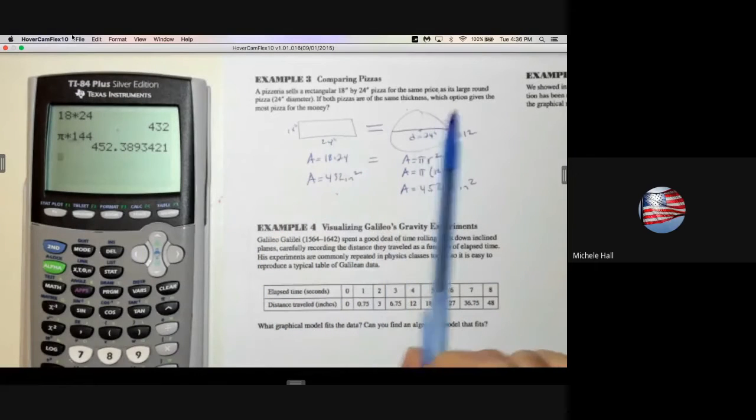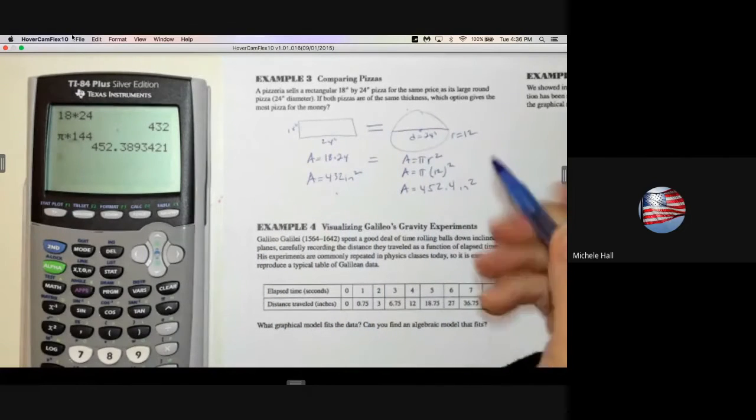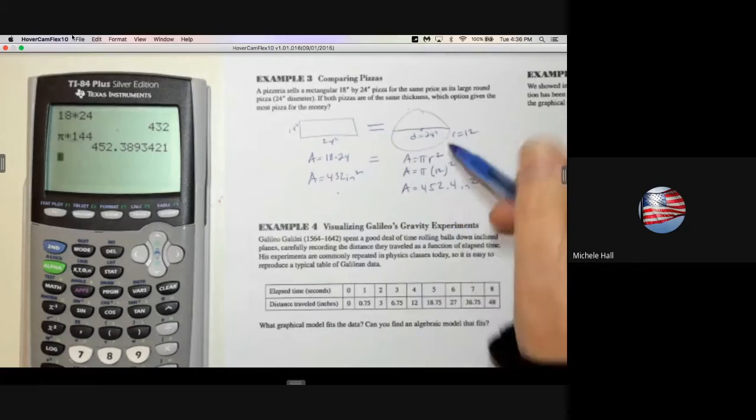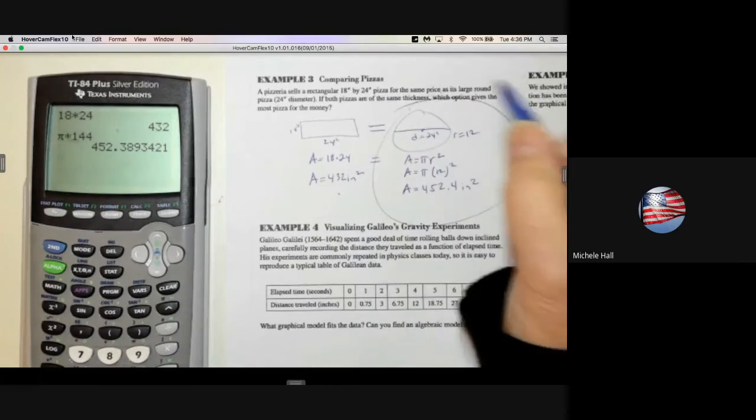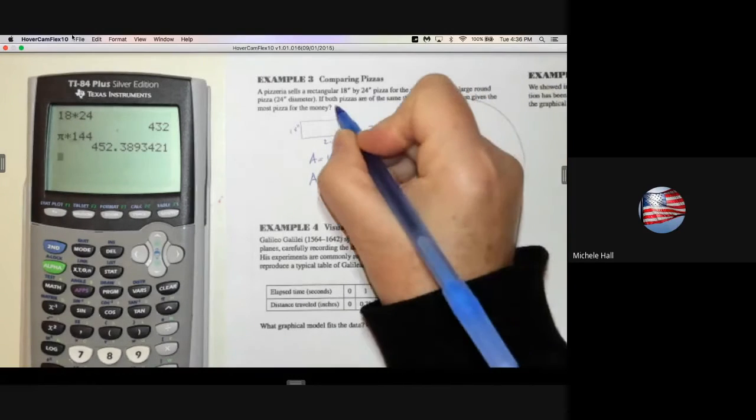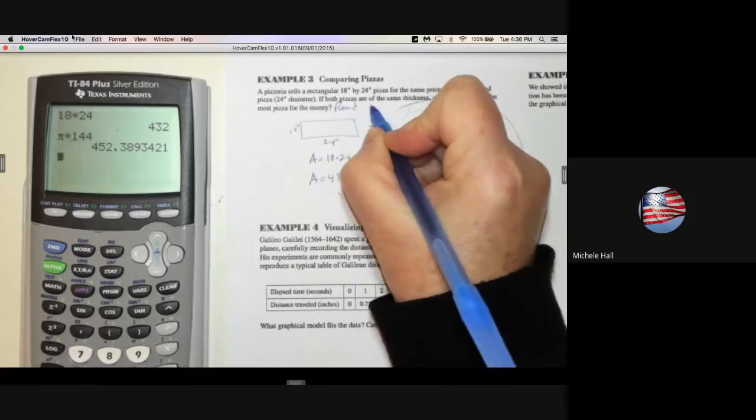Which option gives the most pizza? I would say that one. The round pizza is giving you the most. Which option gives you the most pizza for your money? That would be the round pizza.